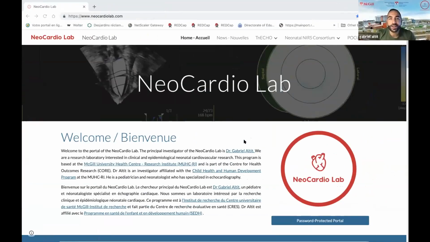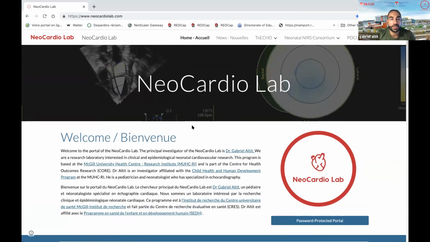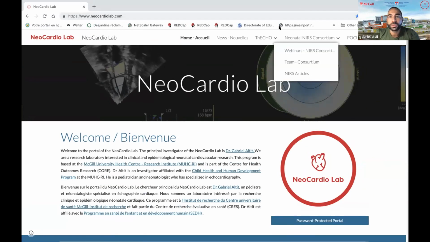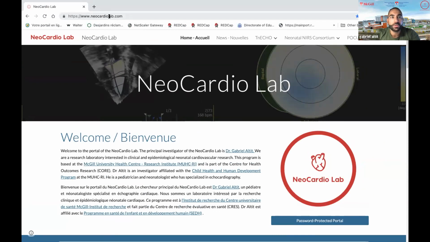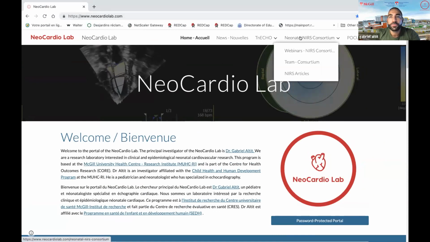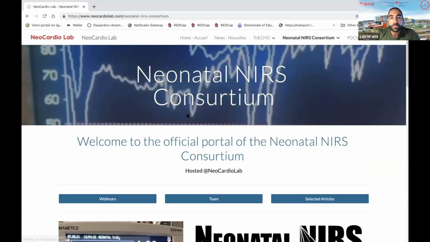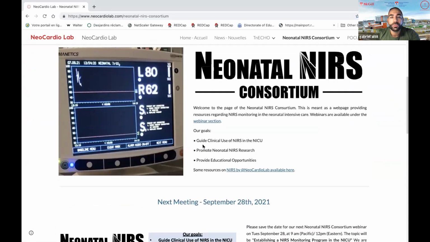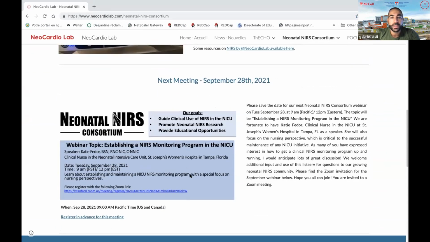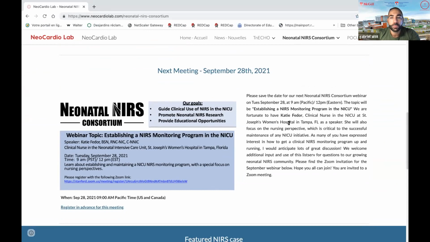Thank you, Dr. Chalk. Can you see my screen? Yes. So basically, the website is housed under this address, www.neocardiolab.com. And you will find here two ways to access the Neonatal NIRS Consortium. The first one is here on top, but there's also a main button here, Access the Neonatal NIRS Consortium portal. When you click here, you will find the announcement for the next meeting, as well as the blurb related to the content of the next meeting.